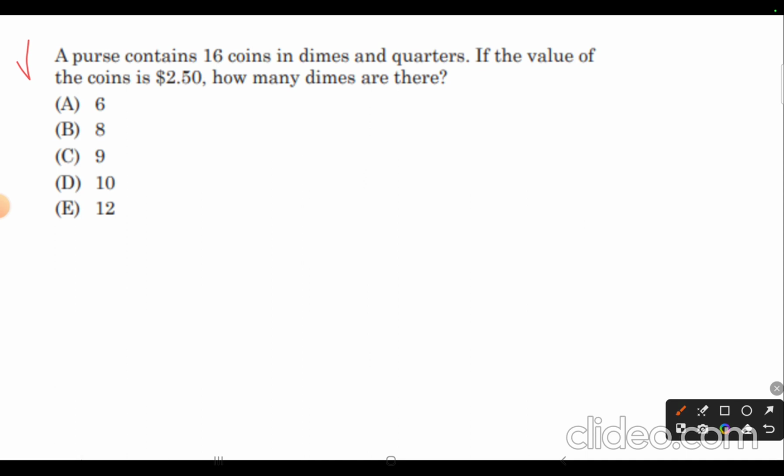For number of dimes, let's write D. For number of quarters, let's write Q. We don't know how many, but here they say that together it is 16. Our first equation would be D plus Q equals 16.